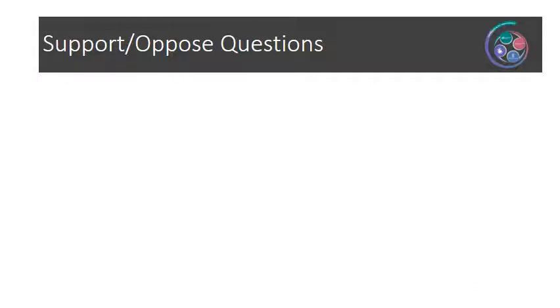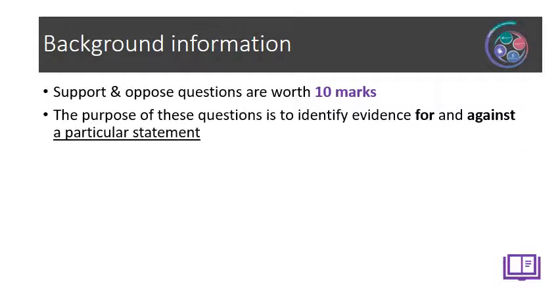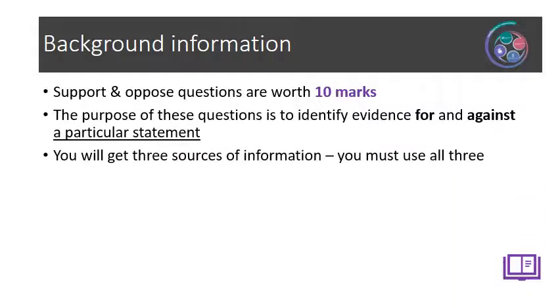And the final part of today's session is to have a look at the third and final skills-based question in National 5 Modern Studies. We call those the support and oppose questions. Some background information about support and oppose questions. Like conclusions and options, they are worth 10 marks. The purpose of these questions is to identify evidence for and against a particular statement. And like the previous 2 questions, you will also have 3 sources of information and must use all 3.